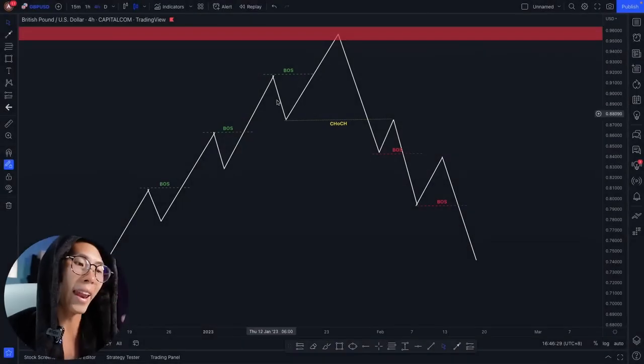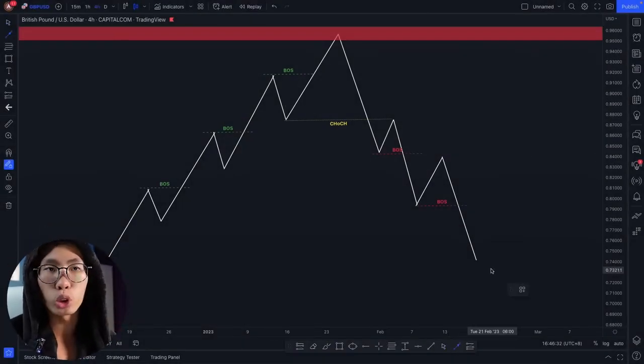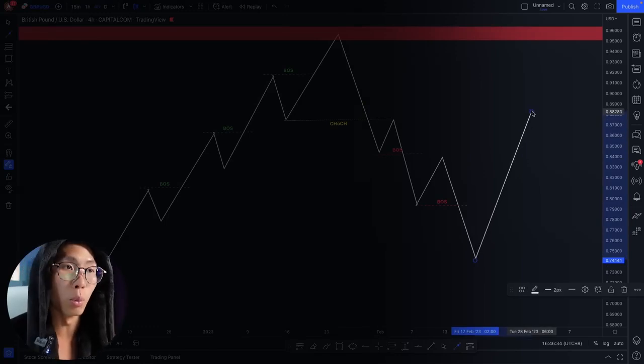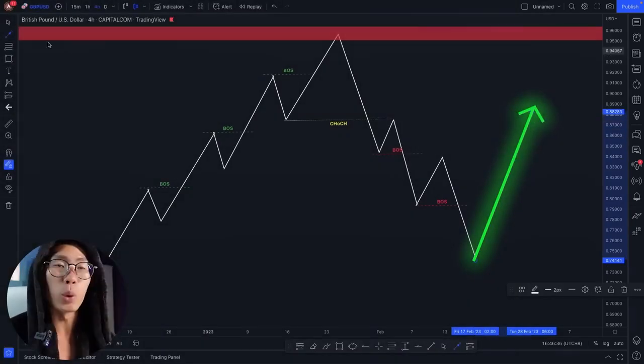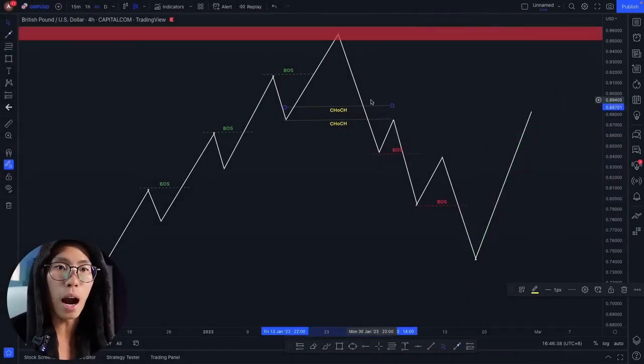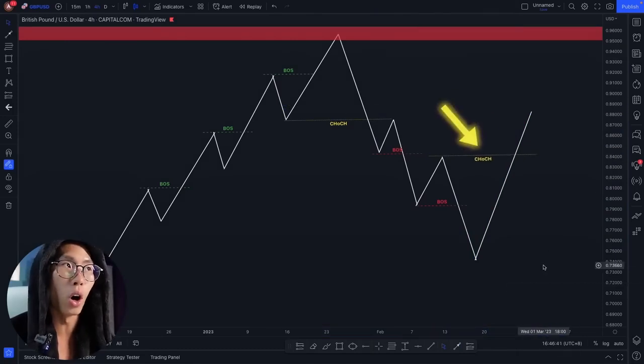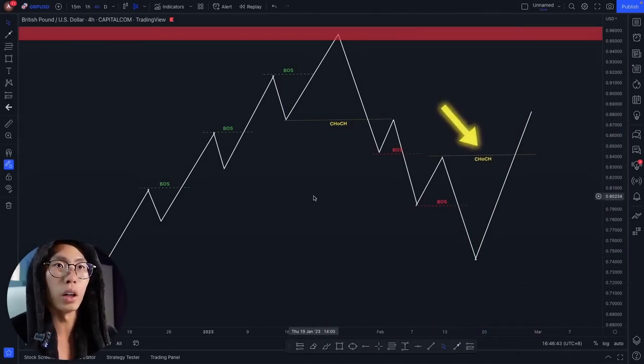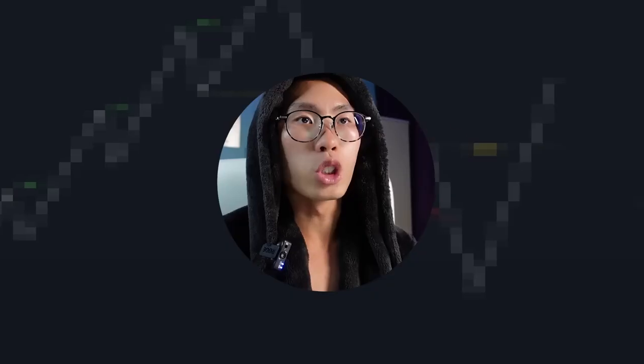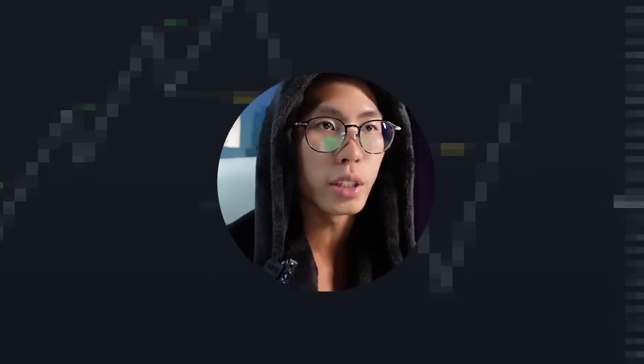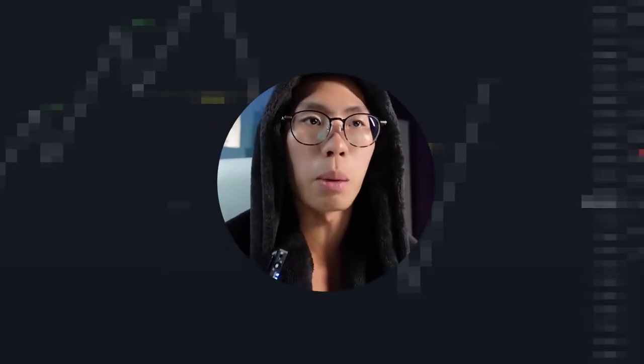And at some point, this downtrend will start losing momentum, like this uptrend right here, and it will start reversing back up, and this will create your change of character right here. So this is pretty much the whole concept of smart money concepts, break of structure and change of character.